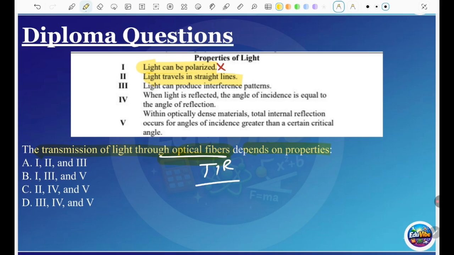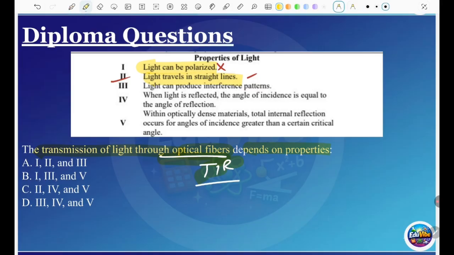Next: the light travels in straight lines. This might be the option, because in reflection the light is in a straight line, then it bends, does something in the other medium, but it should be in a straight line. So this is the option we consider, the second one.